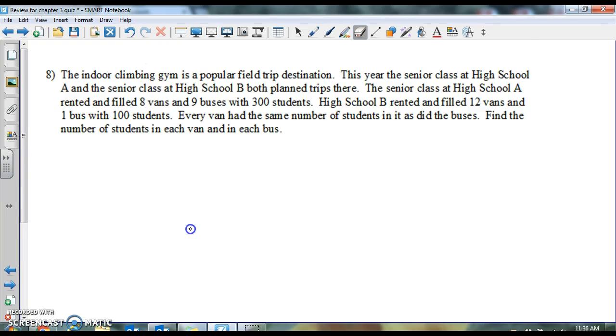Number 8 is the last one. We practiced this on Monday when I was with you. When you read this, you want to underline what's important. So like the indoor climbing gym is a popular field trip destination. I don't care. That's a stupid sentence. We don't care about it. This year, the senior class at High School A and senior class at High School B both plan trips there. Again, no one cares. Here's where the important stuff begins.